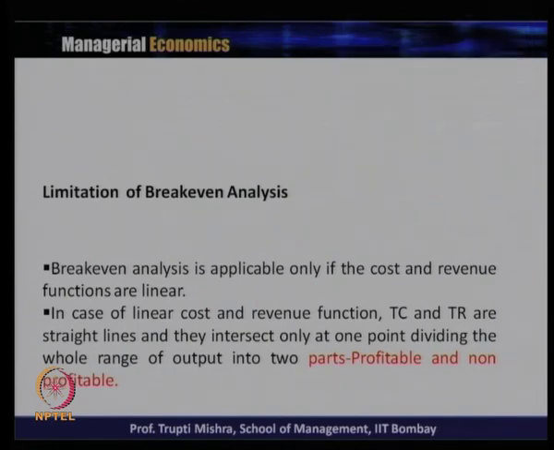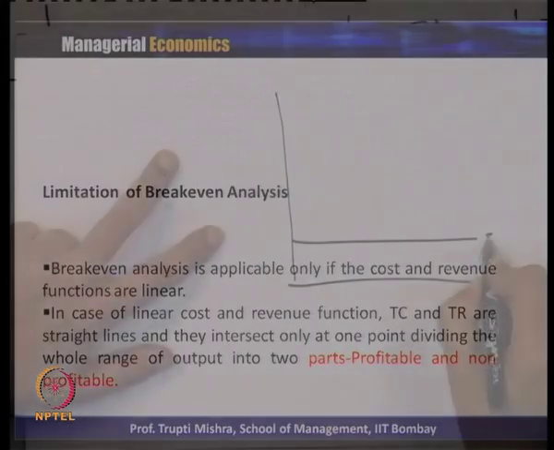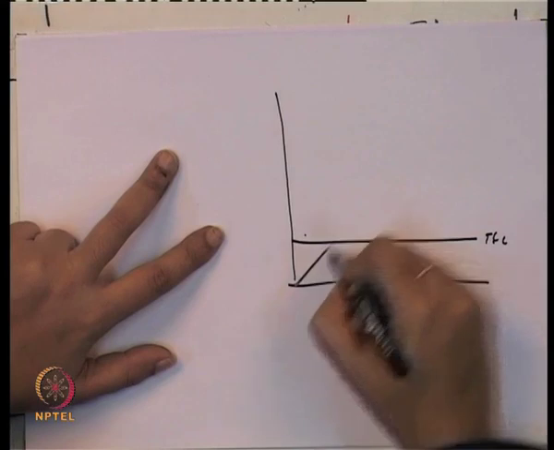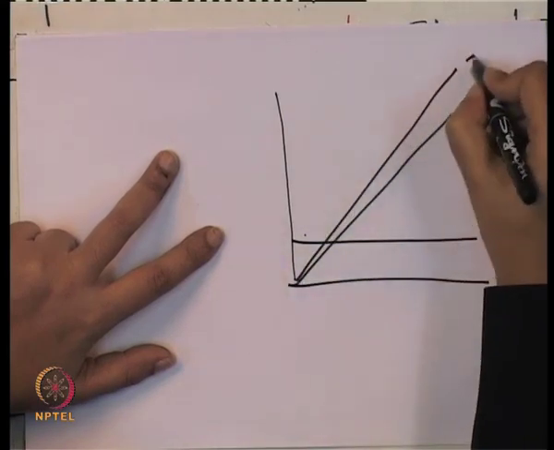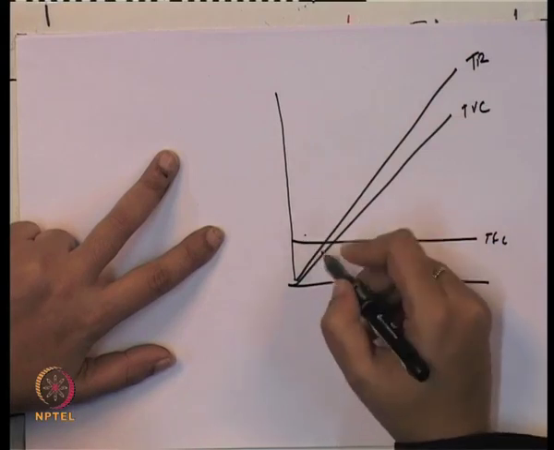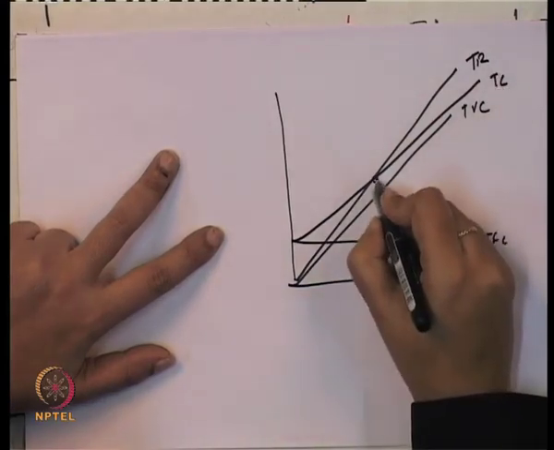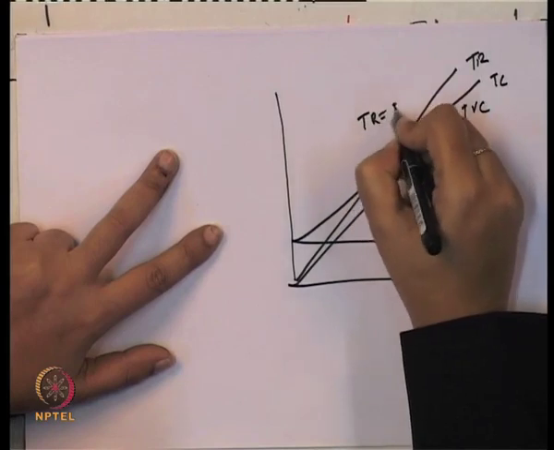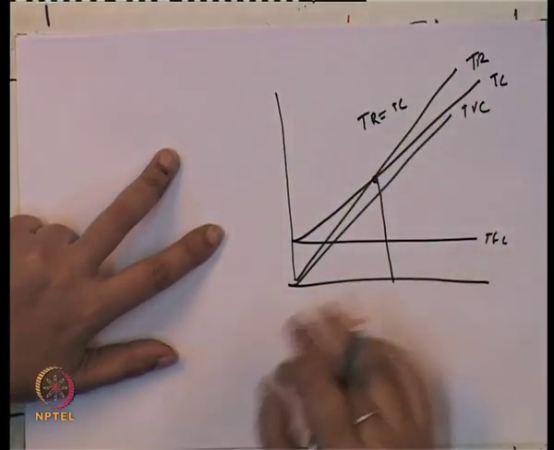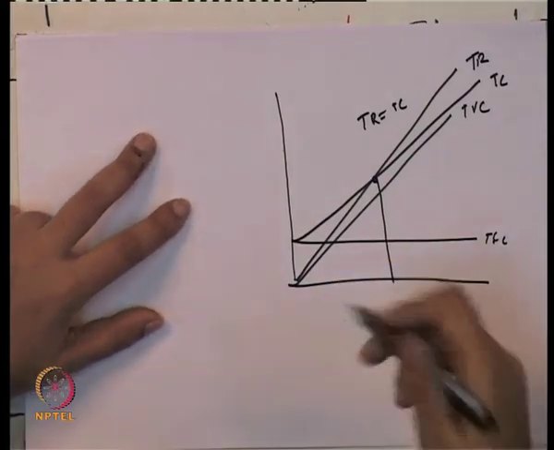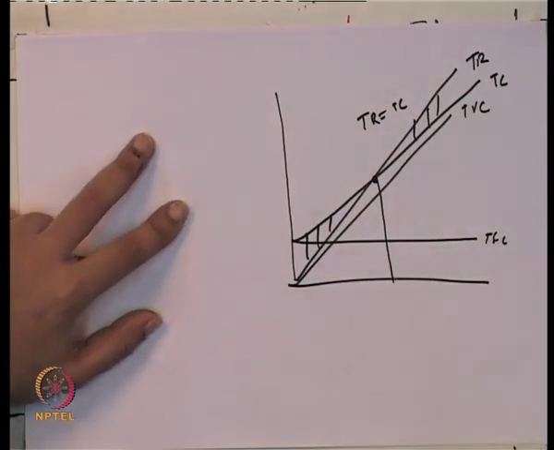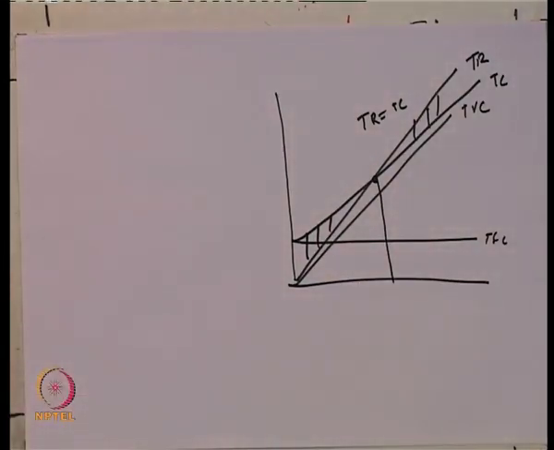Like in the previous graph, we saw that this is our total fixed cost, this is total variable cost, this is total revenue, and the total cost starts from here. This is the break-even level of output, because total revenue is equal to total cost, and it divides the entire range of output into non-profitable and profitable levels. This is possible only if it is a linear total revenue function and linear total cost function, because they intersect each other at only one point.